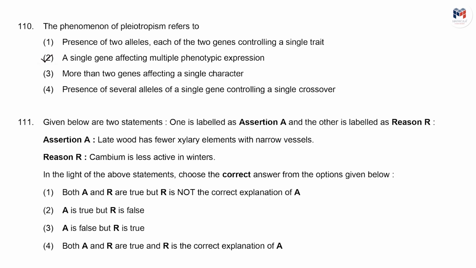Question number 111. Given below are two statements. One is labeled as assertion A and the other is labeled as reason R. Assertion A. Late wood has fewer xylary elements with narrow vessels. Reason R. Cambium is less active in winters. In the light of the above statements, choose the correct answer from the options given below. The answer is option number 4. Both A and R are true and R is correct explanation of A.